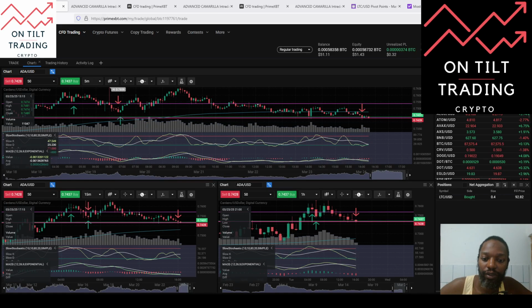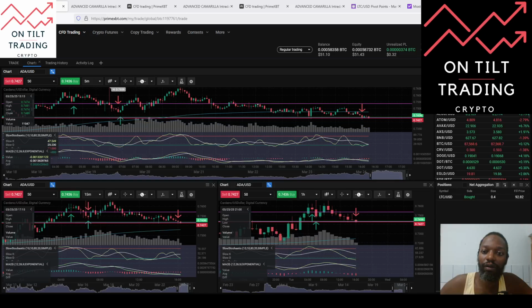So structure, this change of character here, when the level on the 60 was broken to the downside. So that's where my stop loss was, and that's where I got out. And you can see a little more definition here on the 5-minute. We can also see here on the 5-minute, once this failed up here, we basically have consolidation in this range.